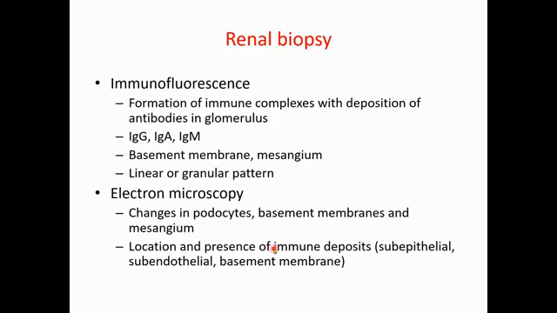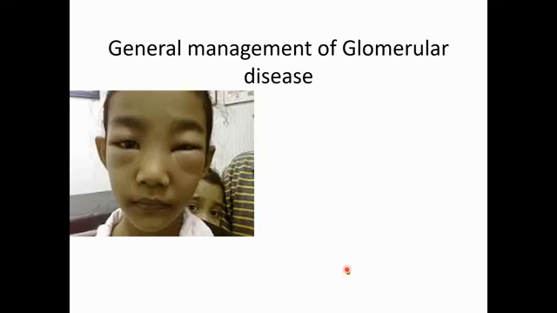The location and presence of the immune deposit is delineated well. It may be subepithelial, that is, between the basement membrane and the epithelium; subendothelial, that is, between the endothelium and the basement membrane; or within the basement membrane, where the deposition is.